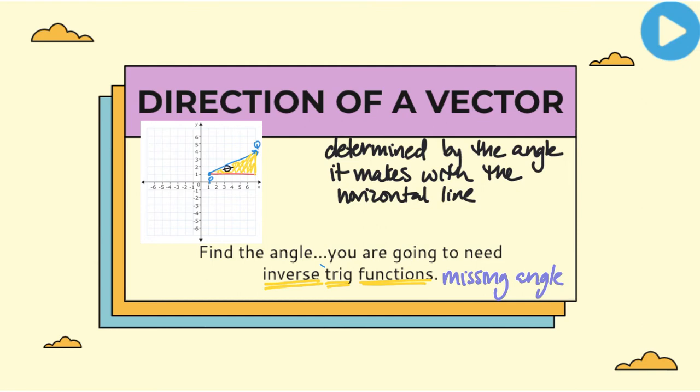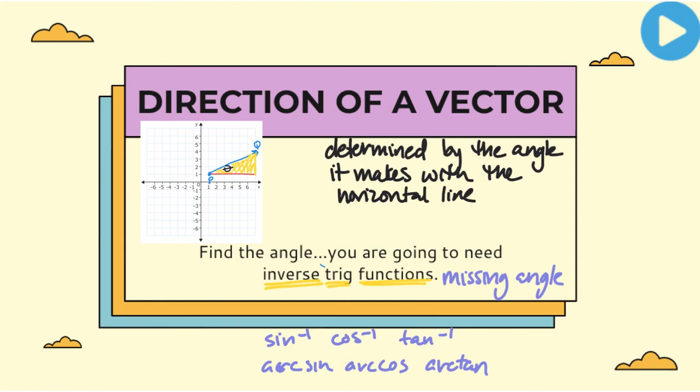And remember that was inverse sine, inverse cosine, inverse tangent. Another way we wrote it was arc sine, arc cosine, and arc tangent. And we've worked with these quite a bit.